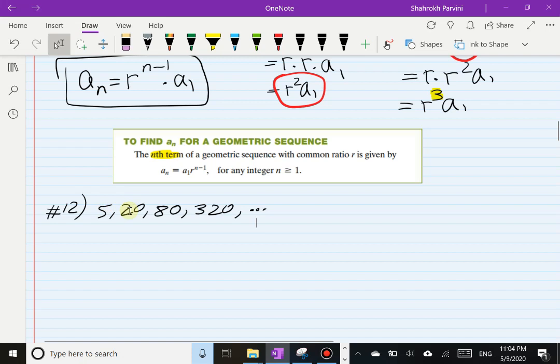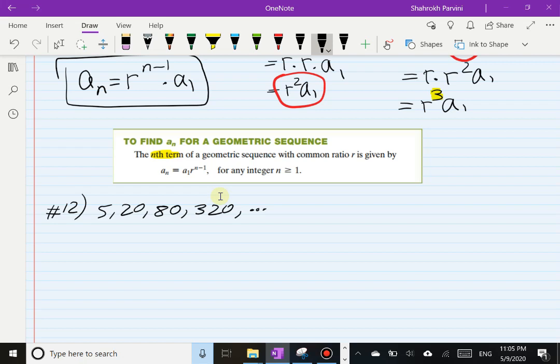5 times 4, correct? How do I get from 20 to 80? Well, that's 20 times 4, isn't it? So you see, each time I'm multiplying by 4, by 4, by 4 to go through the sequence. Therefore, my common ratio here is 4.